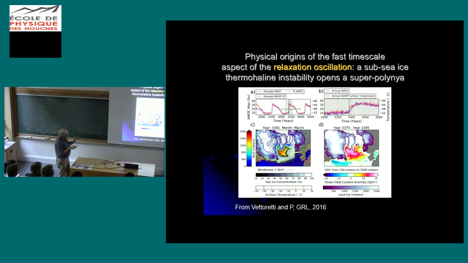This is basically showing in detail across one of these fast transitions that governs the Dansgaard-Oeschger oscillation. Remember, a relaxation oscillation is a two-timescale process, short timescale and long timescale physical processes interacting to produce the oscillation.